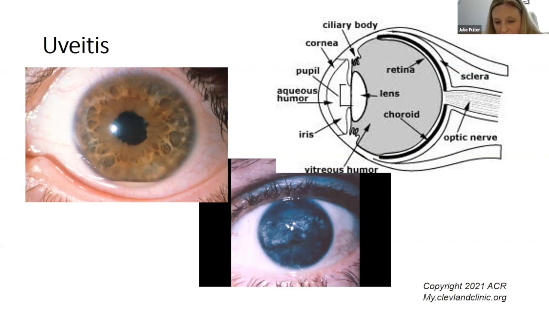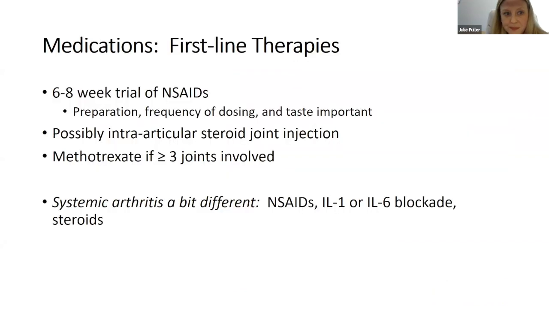And then the middle picture is a picture of band keratopathy, which is unfortunately a late stage finding of uveitis in childhood arthritis. And that means there's been inflammation there so long that we've now developed some calcium deposits in the corneal layer. And in this patient, you can see it's actually obscuring their pupil. So they're going to have surgical treatment to remove these. There's really no effective therapy at that point.